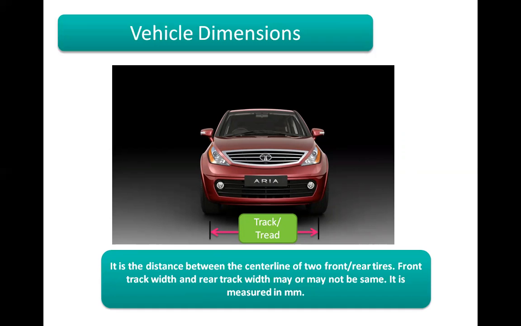Then track or tread. So what is track and tread? Again it is a vehicle dimension, one of the specifications. It is the distance between the center line of two front, comma, rear tires. Front track width and rear track width may or may not be the same. It is measured again in millimeters as shown in the picture. So that is track, or we call it tread.